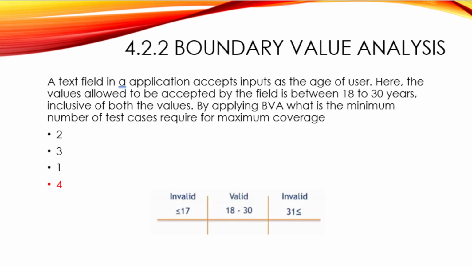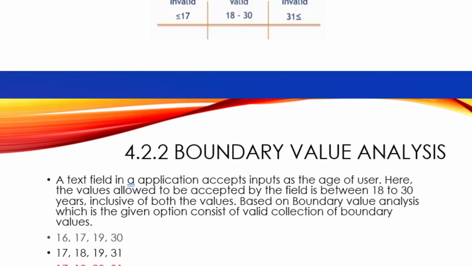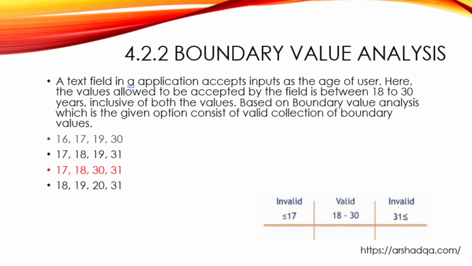So in this case, we need to test 4 test cases, and then we have covered the maximum. We did maximum coverage. Boundary value analysis, another example you can see. A text field in the application accepts input as the age of a user. The values allowed to be accepted by the field are between 18 to 30 years, inclusive of both values. Based on boundary value analysis, which of the given options consists of a valid collection of boundary values? In this case, we have 17, 18, 30, and 31, as I have discussed earlier.